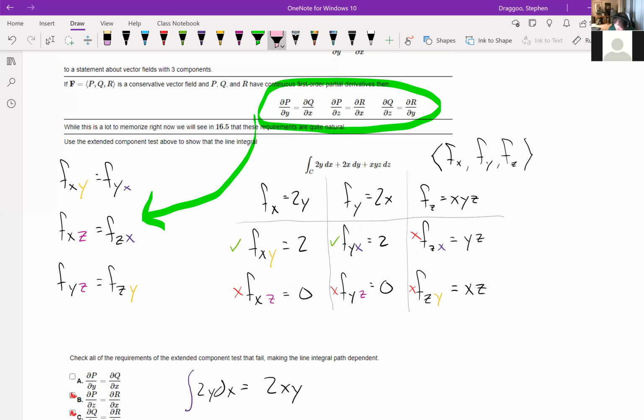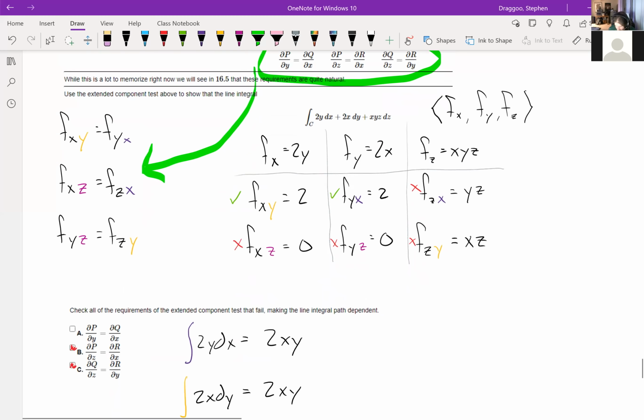But then I also have to compare x and z partials together in both orders. And if I look at those two sets, I should get the same thing if it's a conservative vector field, but I don't here. I get 0 in one case, and I get yz in the other case. So that step fails. I can also look at the y and z partials, but once again, I find that those don't work out either. In one case, I get 0, in the other case, I get xz. So not so good there.